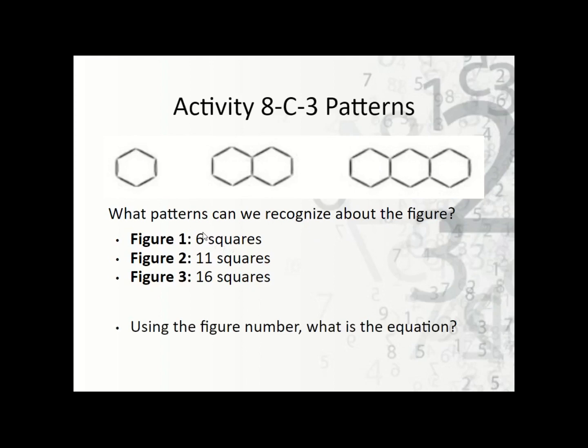Well, each time we're adding 1 less than our original sides. So we should be adding 5 each time, right? Because 6 plus 5 is 11. 11 plus 5 is 16. So it's 5 times n minus 1, plus the original 6. So we have 5 times n minus 1 plus 6 as our equation.